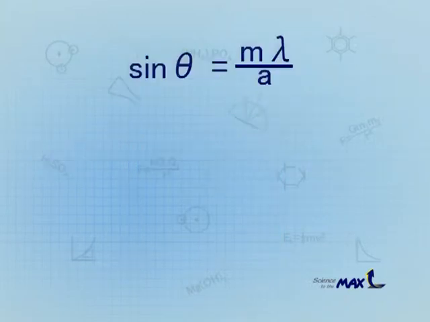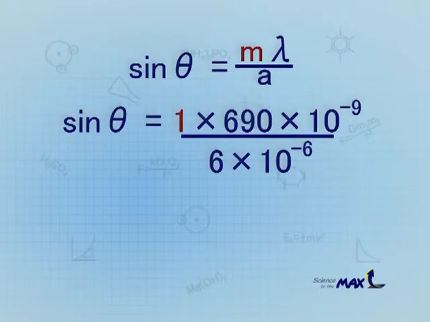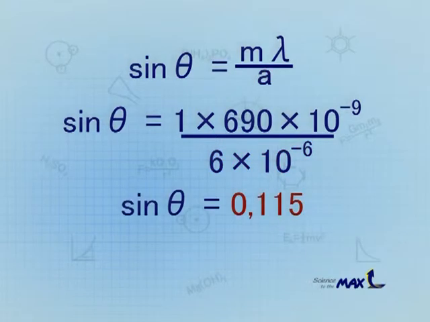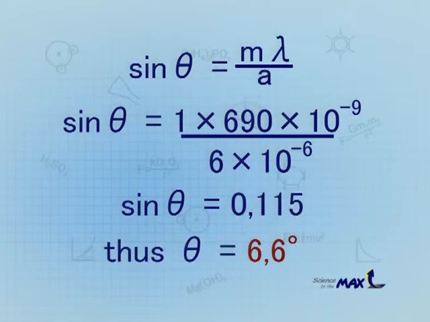Sin theta is equal to m multiplied by lambda, all divided by a. m is 1, lambda is 690 times 10 to the power minus 9, a is 6 times 10 to the power minus 6. Sin theta is equal to 0,115. Therefore, theta is equal to 6,6 degrees.